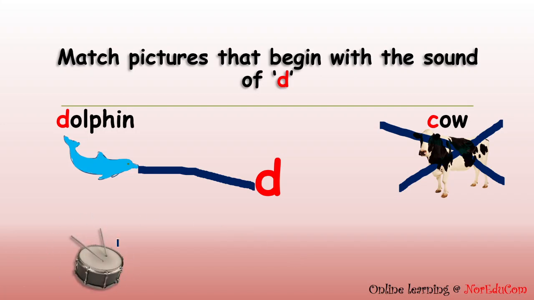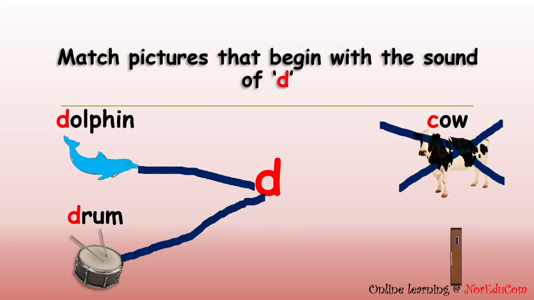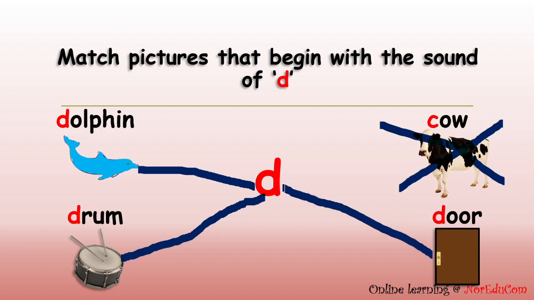Can you name the next picture? Yes, this is a drum. D, drum. It starts with the sound of D. Letter D. So let's match it. The last picture. Yes, it's a door. D, door. It starts with the sound of D. Letter D. So let's match it.